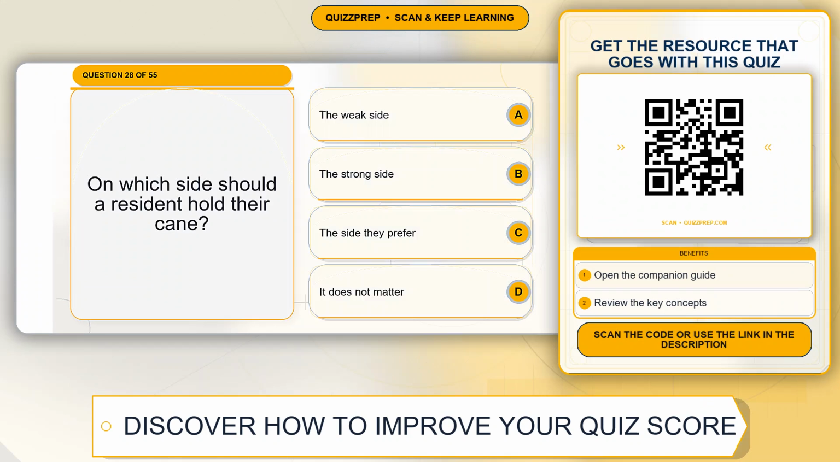Question 28. On which side should a resident hold their cane? Option A, the weak side.